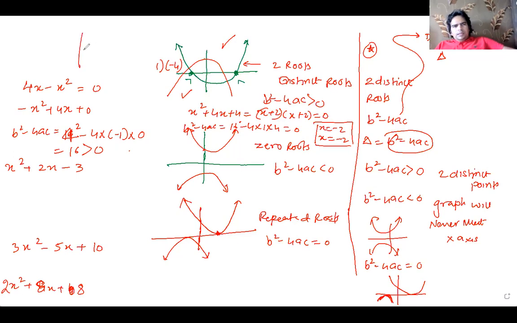It means that the graph of this will cross the x-axis at two distinct points. So that is the meaning of this.